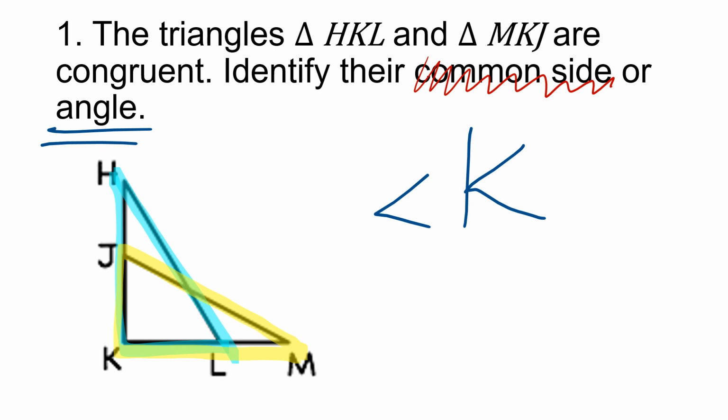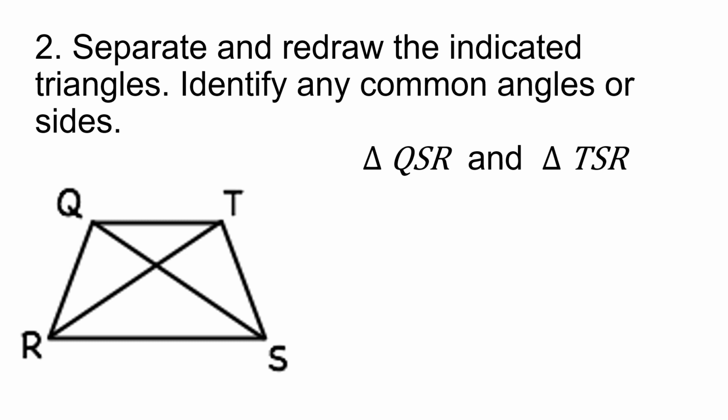All right, let's look at one more. This one says, separate and redraw the indicated triangles. Identify any common angles or sides. The two triangles in question are triangle QSR and triangle TSR. You might make a guess here just based on their names, but let's follow the directions. There's triangle QSR. There's triangle TSR. Do you see that they share a common angle or a common side?